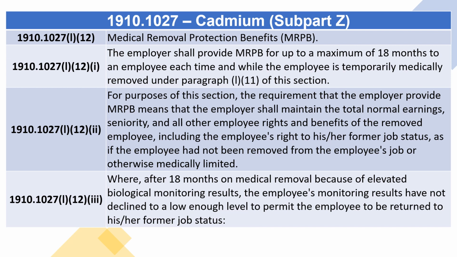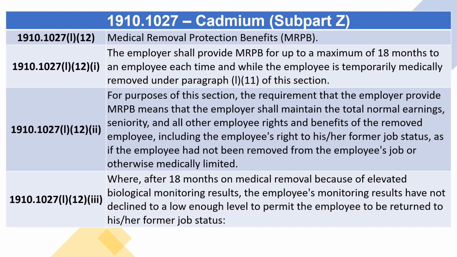1910.1027 (l)(12) Medical Removal Protection Benefits, MRPB. 1910.1027 (l)(12)(i): The employer shall provide MRPB for up to a maximum of 18 months to an employee each time and while the employee is temporarily medically removed under paragraph (l)(11) of this section. 1910.1027 (l)(12)(ii): For purposes of this section, the requirement that the employer provide MRPB means that the employer shall maintain the total normal earnings, seniority, and all other employee rights and benefits of the removed employee, including the employee's right to his/her former job status, as if the employee had not been removed from the employee's job or otherwise medically limited.